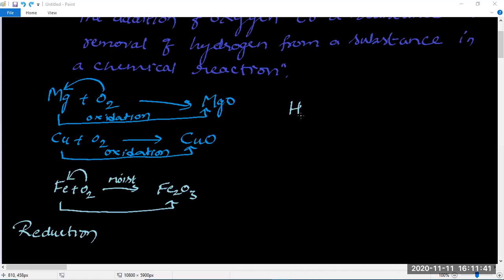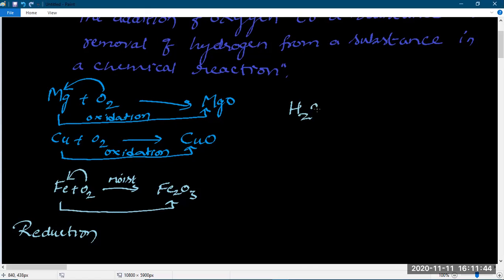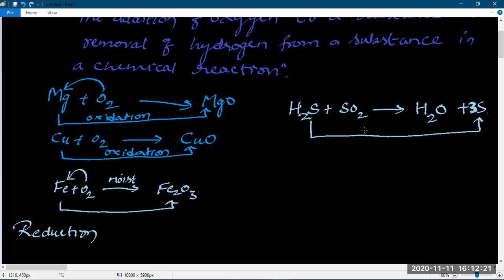Here is an example: what happens to the H2S when we pass sulfur dioxide through it? Look here, removal of hydrogen should take place. The hydrogen present in H2S gas gets removed when we pass sulfur dioxide, and it becomes H2O plus sulfur. These are the products you will get. So hydrogen is removed from the sulfur compound, and H2S gets converted into sulfur.